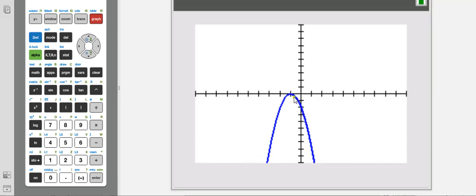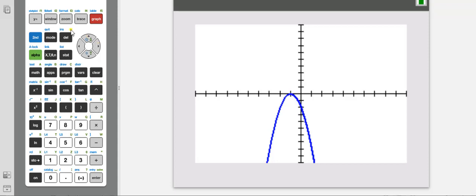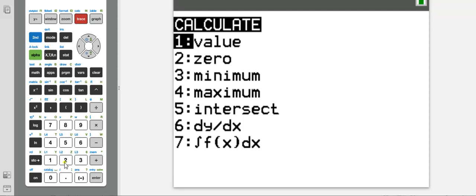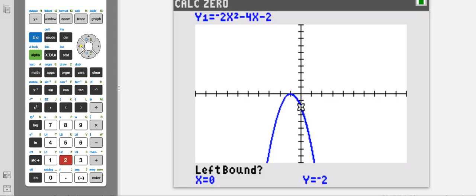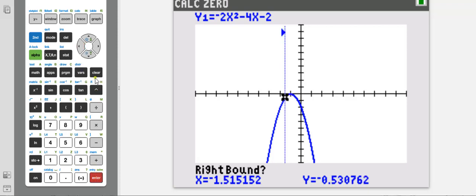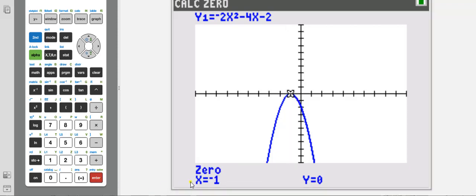So it looks like the x-intercept is -1. And you want to double check. So let's go to second trace for calc. Press number 2. Left bound. Make sure your cursor is to the left side of the x-intercept, press enter, and right bound, right side of the x-intercept, press enter, and press enter again. So our x-intercept, or 0, is -1.